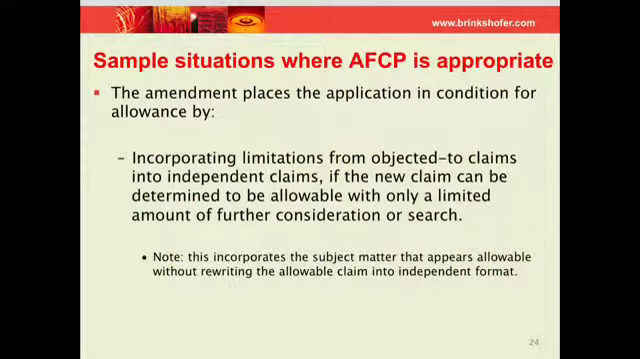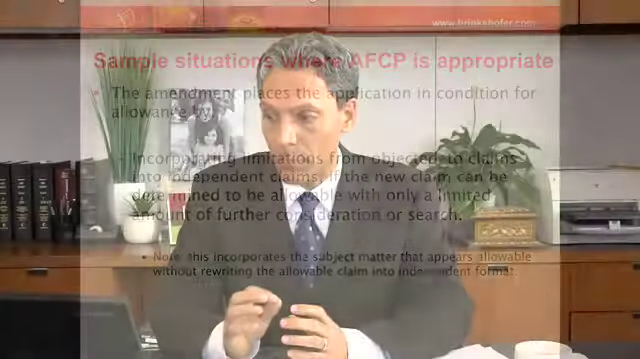However, a slightly different amendment that places the application in condition for allowance would be where you incorporate limitations from objected to claims into the independent claim, although not all of them. So you have a claim of different scope than what the examiner considered allowable. We'll talk about a couple of examples of that in a moment.